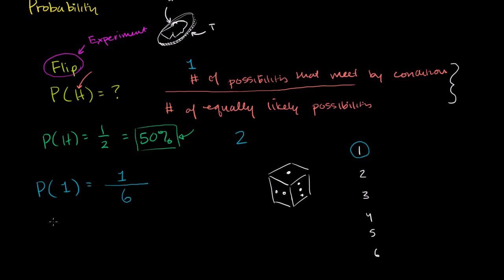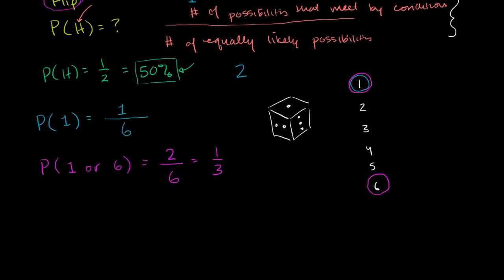What is the probability of rolling a 1 or a 6? Well, once again, there are 6 equally likely possibilities for what I can get. And there are now 2 possibilities that meet my conditions. I could roll a 1 or I could roll a 6. So now there's 2 possibilities that meet my constraints, my conditions. So there is a 1/3 probability of rolling a 1 or a 6.